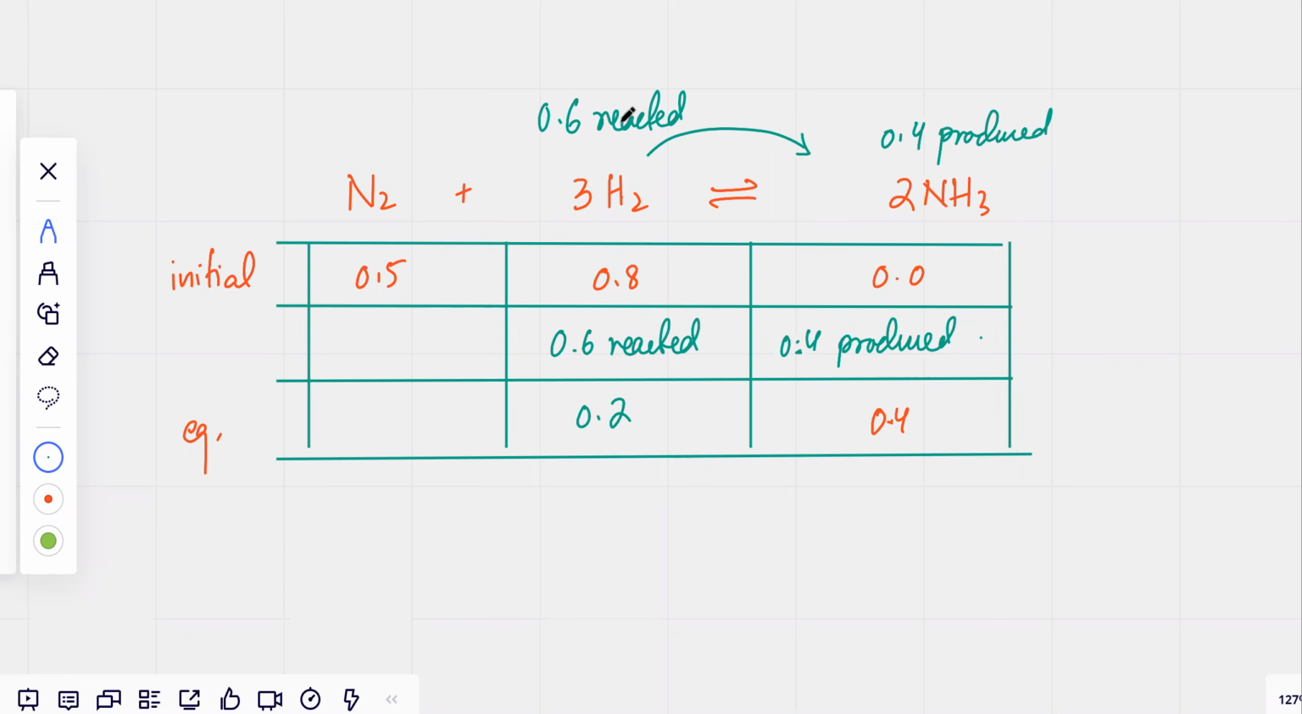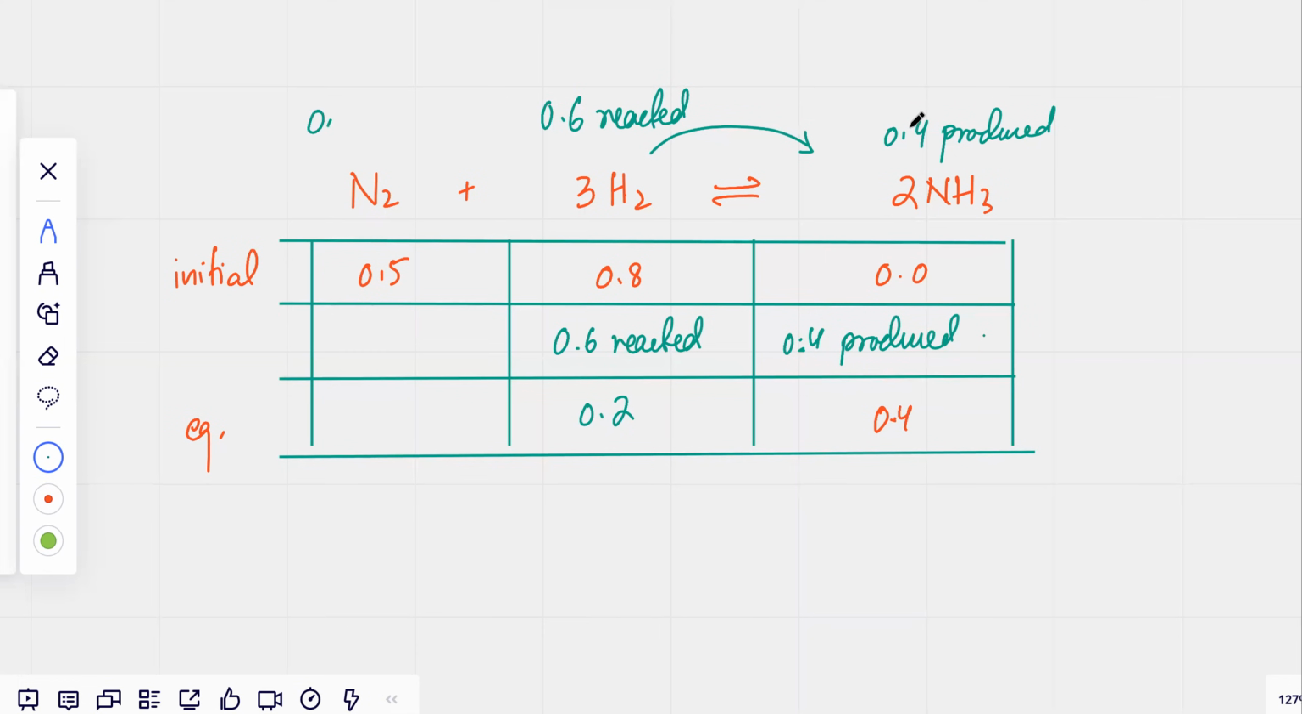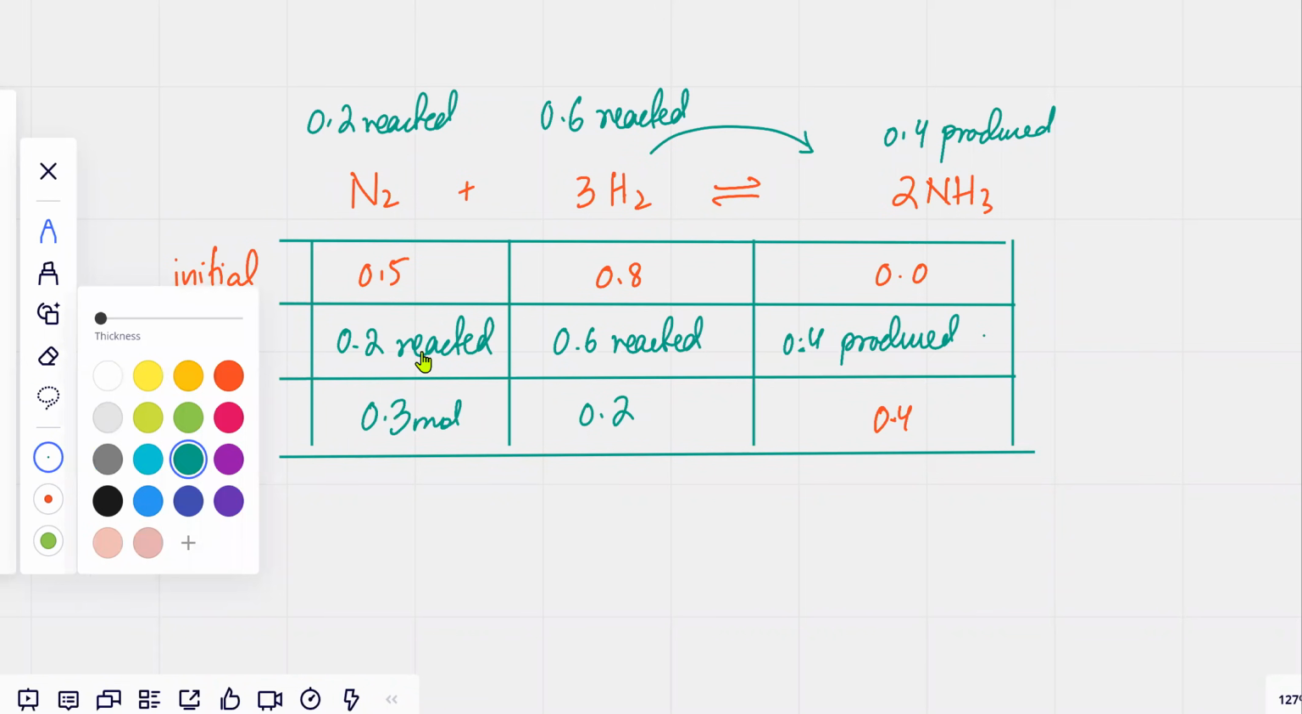And again, obviously, this is not going to react alone. N2 would react with it as well. So to produce 0.4, what's the ratio? 2 are produced when 1 N2 reacts, so it's going to be half of that, 2:1. So to produce 0.4, 0.2 of N2 must have reacted as well. Out of the 0.5 that you initially added, 0.2 are gone. So you're left with 0.3 moles at equilibrium. So you finally found your equilibrium moles.